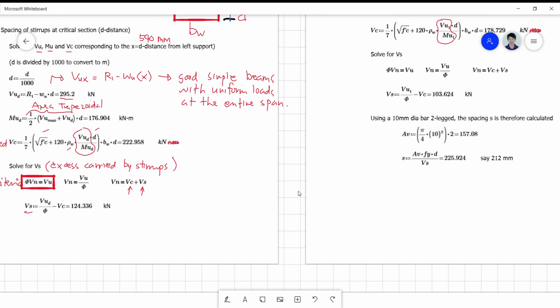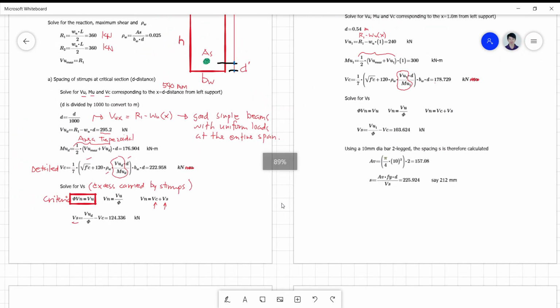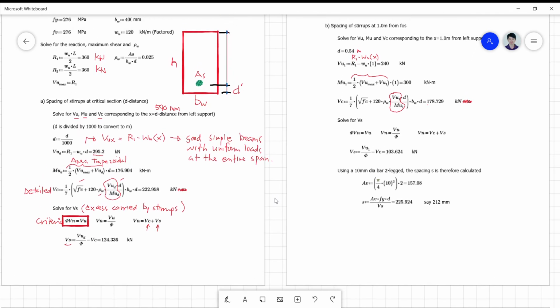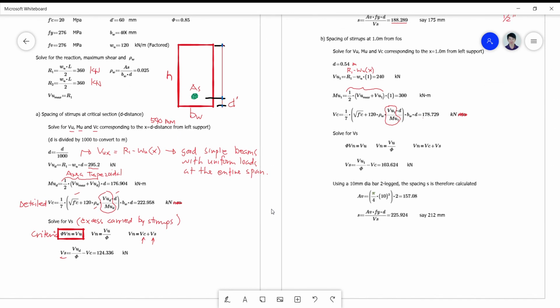So that constitutes your first two requirements on the spacing of the stirrup at d distance and the spacing of stirrup at 1 meter from the face of the support. So in the succeeding video, I will be discussing to you the computation or calculation of the location x at which the stirrup is no longer required, and the location x at which Av minimum is required.